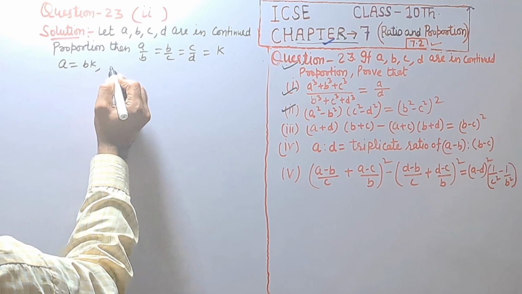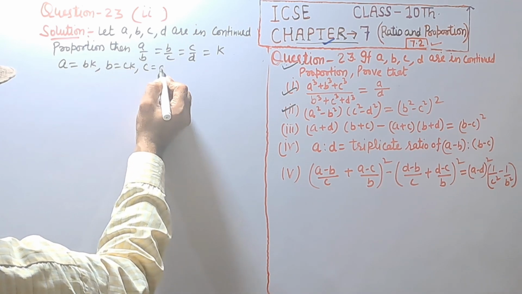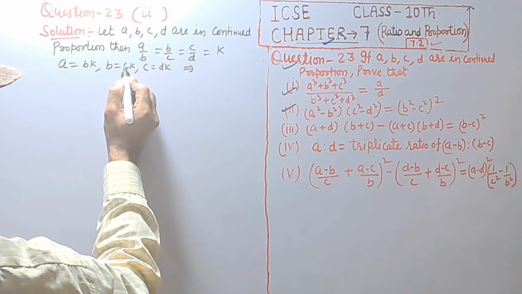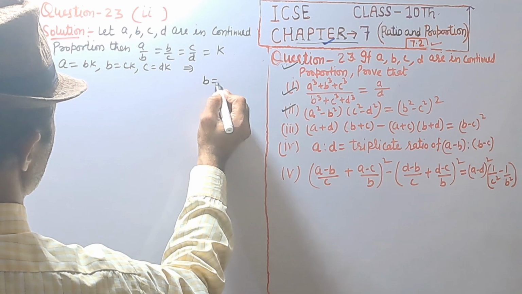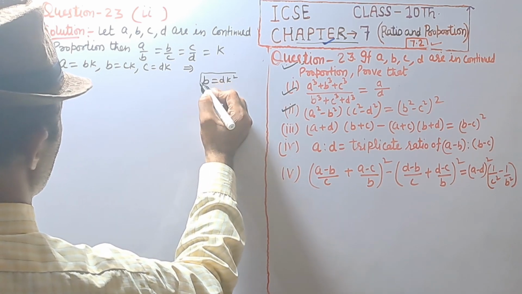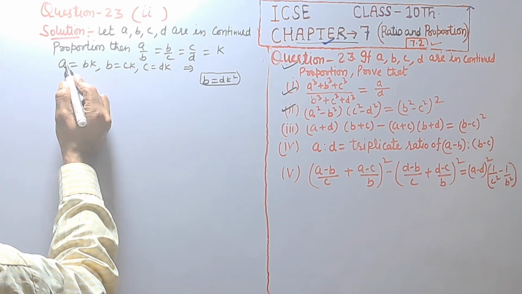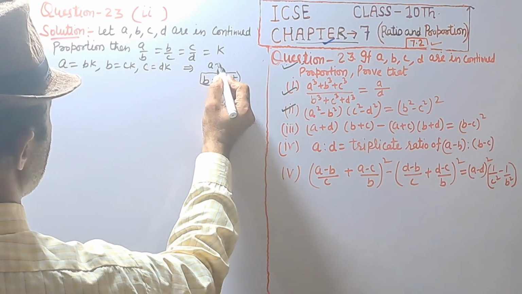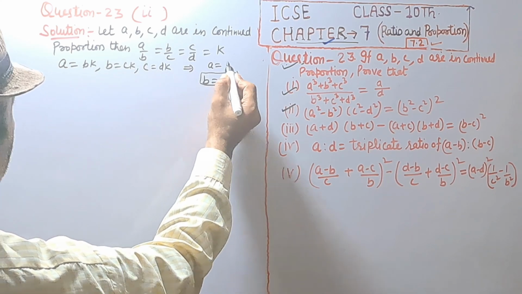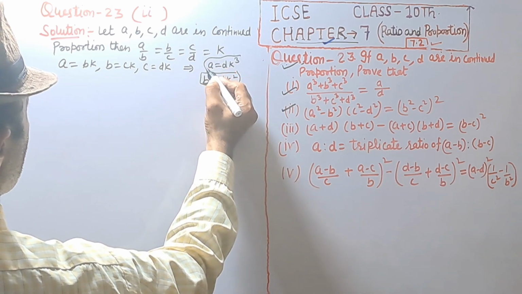A is equal to bk, b is equal to ck, c is equal to dk, which implies c is equal to dk. Put here, then we get the value of b is equal to dk raised to power 2, and b is equal to dk square. Put in first, then we get the value of a, that is equal to d into k square, that is dk raised to power 3.